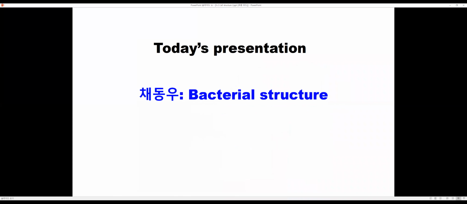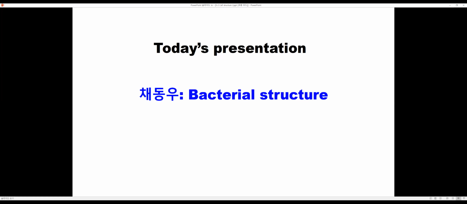Which is the stronger structure? Let's think about the material. Cell membrane is composed of lipid bilayer, right? And the thickness is about... we talked about this several times. Say again? 10 nanometers. It's much less than 10 nanometer, about the 4 to 5 nanometer range.